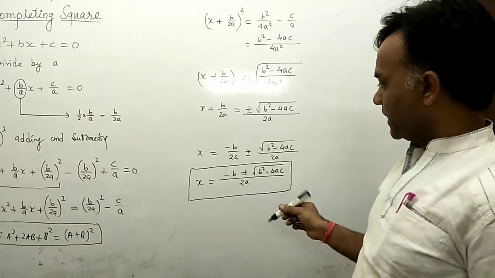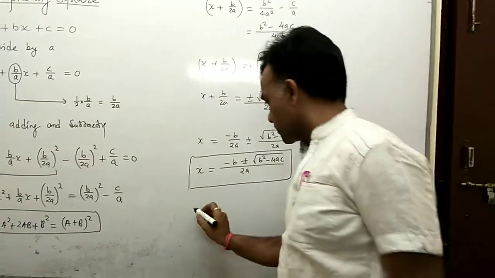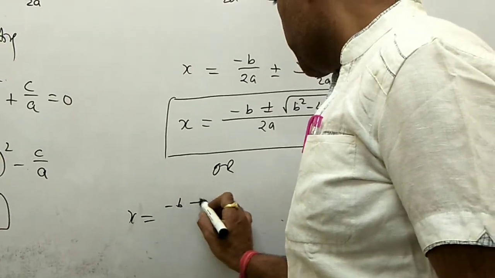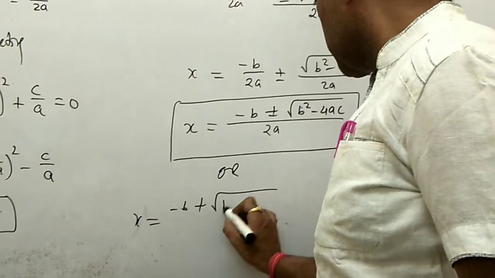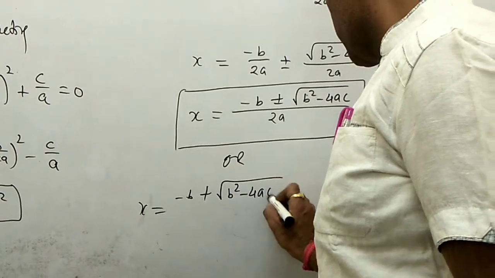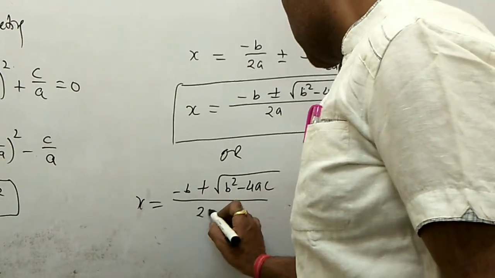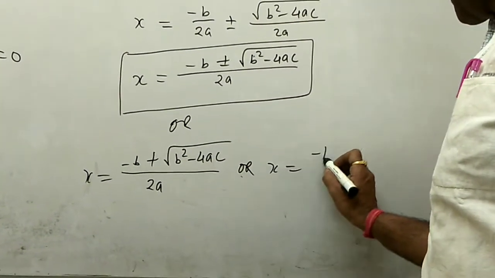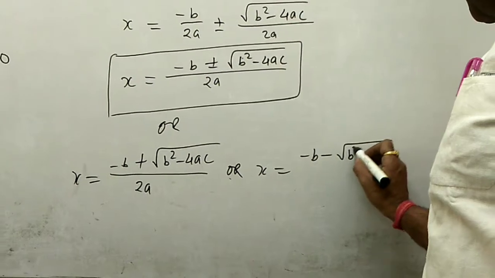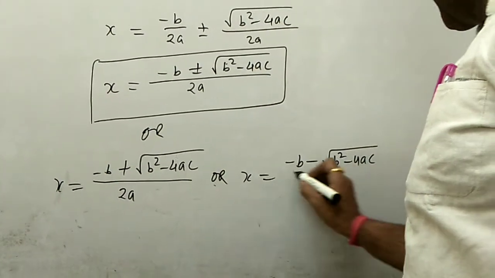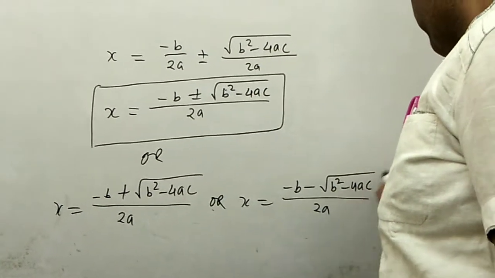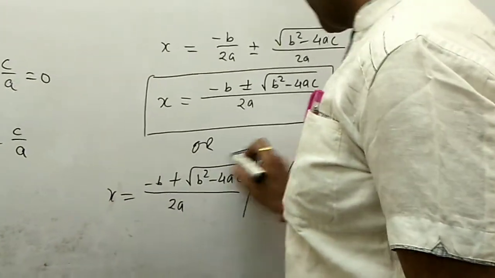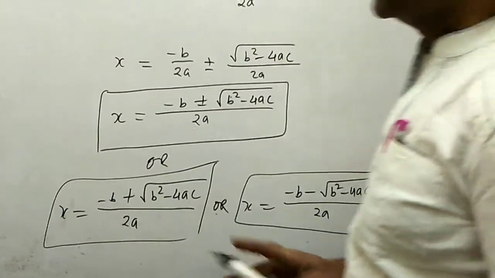For any numeric value, since you have two signs, plus and minus, there are two roots. So you write x equal to minus b plus under root b square minus 4ac upon 2a, or you write x equal to minus b minus under root b square minus 4ac upon 2a. So there are two options: one sign you put positive, the other you put negative. That is again a very easy method.